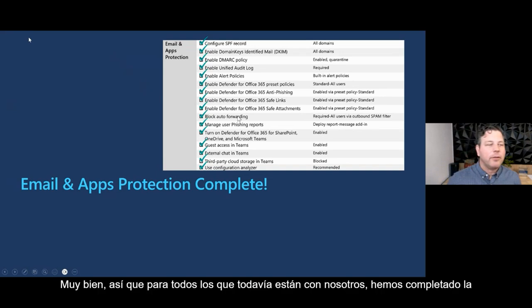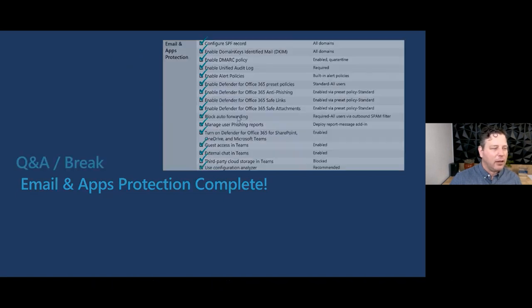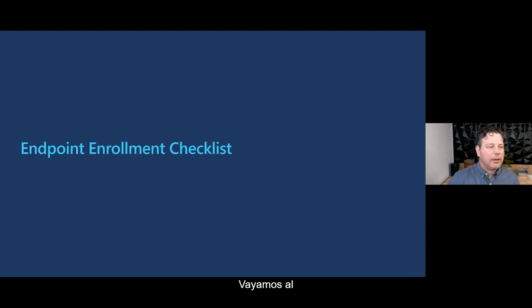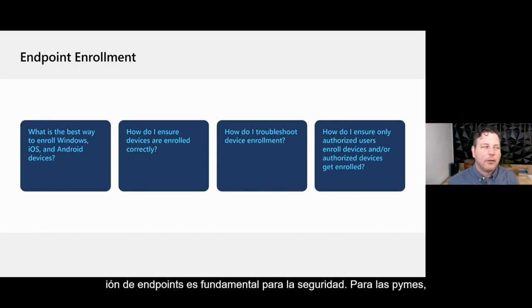All right, so for everyone still with us, we've completed the basic version of the email and apps protection checklist. A little bit of Q&A. Now let's go into endpoint enrollment. I think endpoint enrollment is critical to security for SMBs. It's another area that I think maybe it's not overlooked, but it's usually not complete.